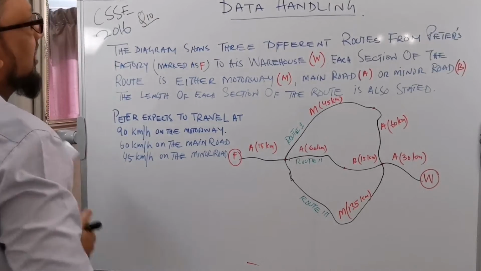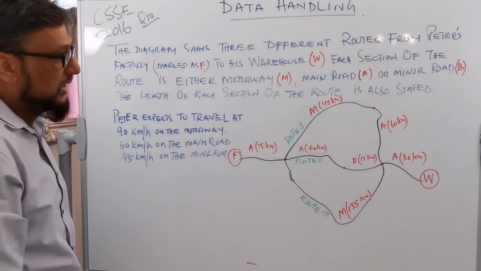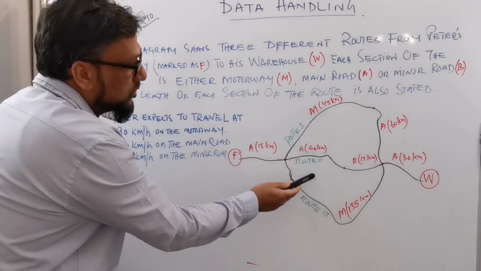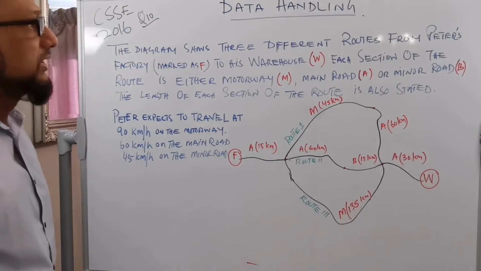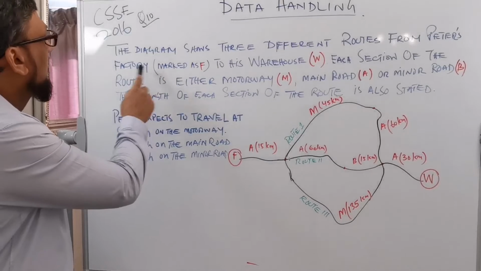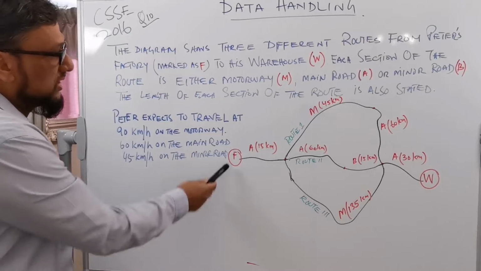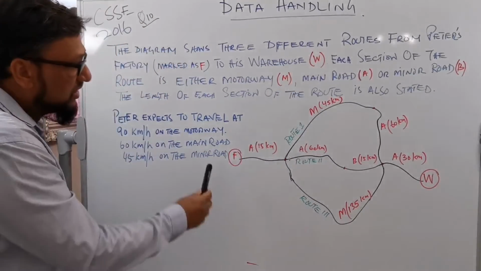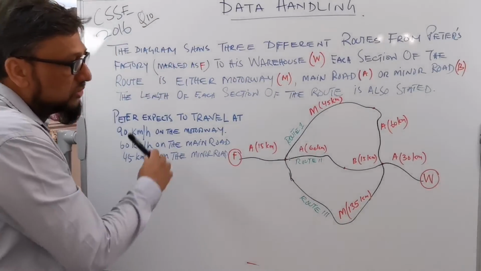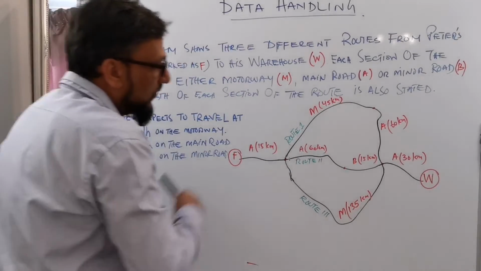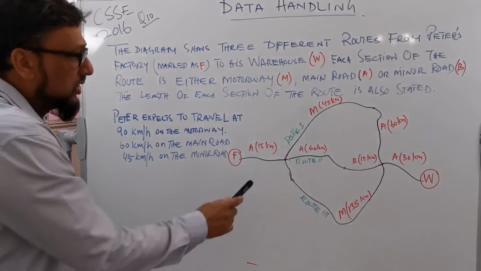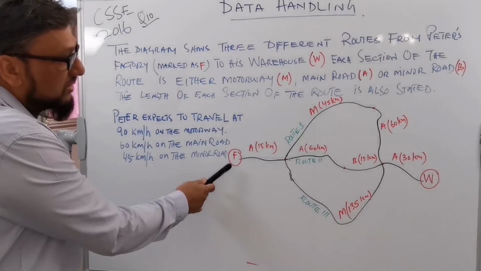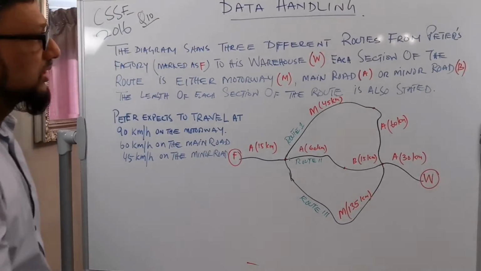As the question says, the diagram shows 3 different routes, okay? Route 1, route 2, and route 3, for Peter's factory, marked as F, to his warehouse. So Peter normally does the journey every day from the factory to the warehouse. There are 3 routes, starting from the factory and going to the warehouse, okay?